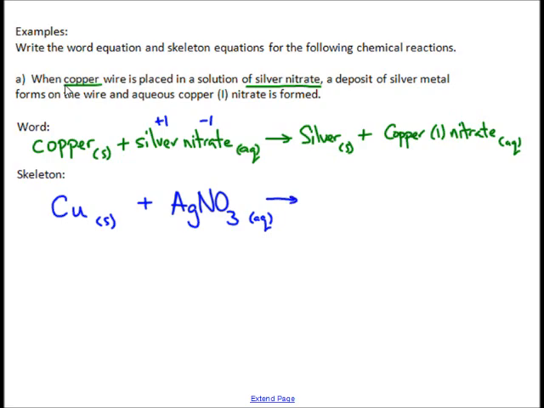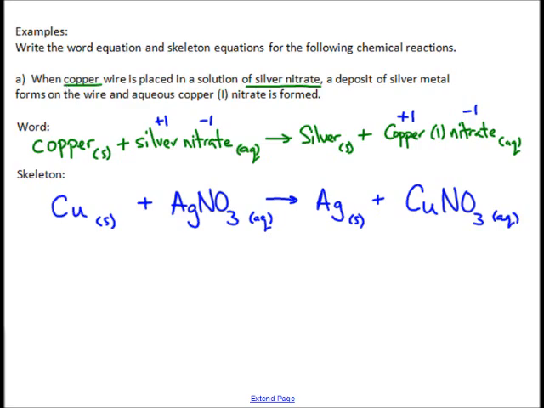This reacts to produce silver. Silver is a metal on the periodic table. Its symbol is Ag. And copper 1 nitrate. So copper 1 nitrate, copper, we're told, is +1. Nitrate, -1. So our formula is CuNO3 and aqueous solution. There's our skeleton equation for that word equation.